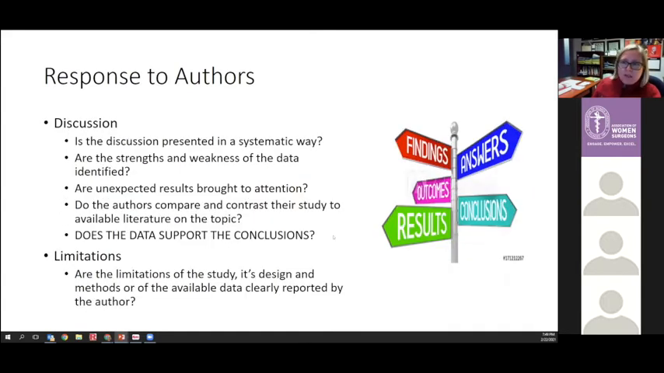And then the discussion. Is the discussion presented in a clear and systematic way? Are the strengths and the weaknesses of the data identified? Are any unexpected results brought to attention and discussed? Do the authors compare and contrast their study to the available literature on the topic? And most importantly, does the data support the conclusions, or do the conclusions and the data seem mismatched?